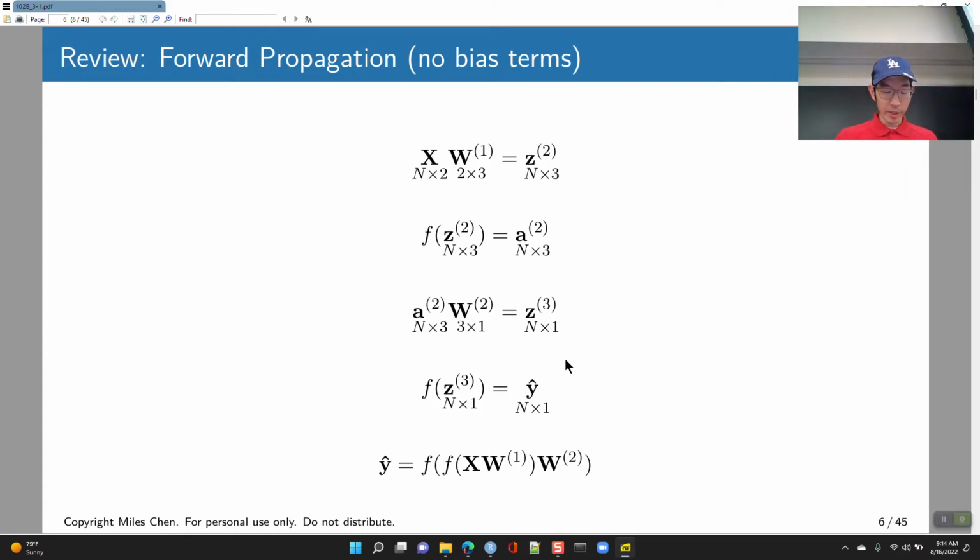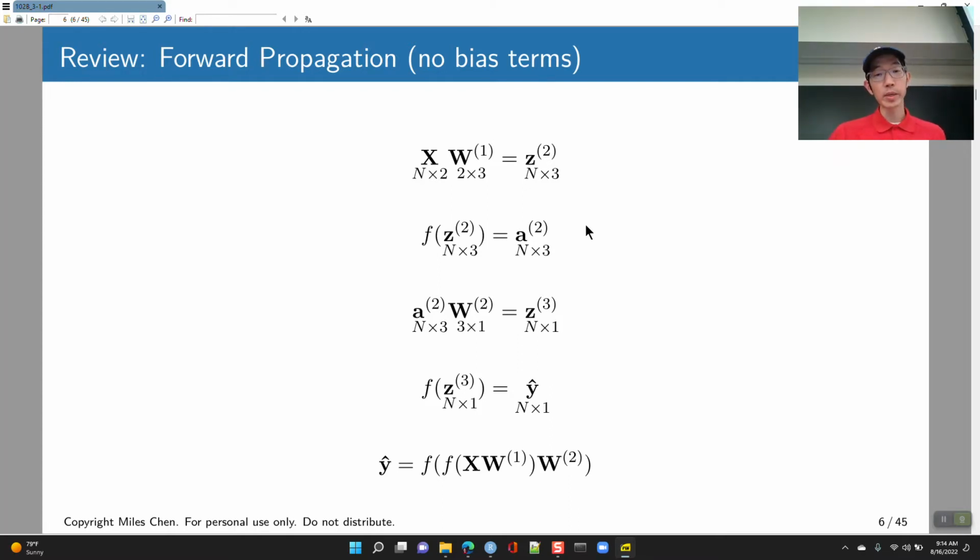And here we have forward propagation. This one does not involve any bias terms. We just do x times W, and then we apply the function to that product z. We get the activated values. Once we get the activated values, we multiply them by the second weight matrix W2, and then we apply the activation function there, and that's going to produce our predicted values.